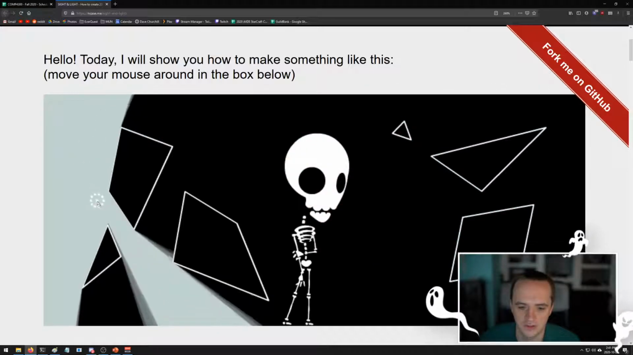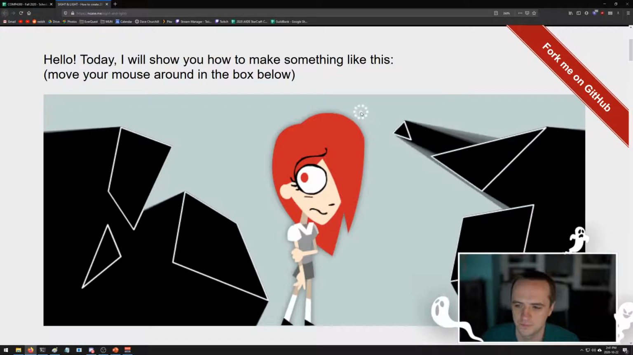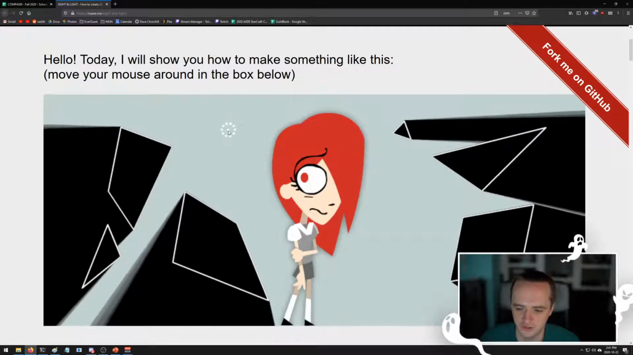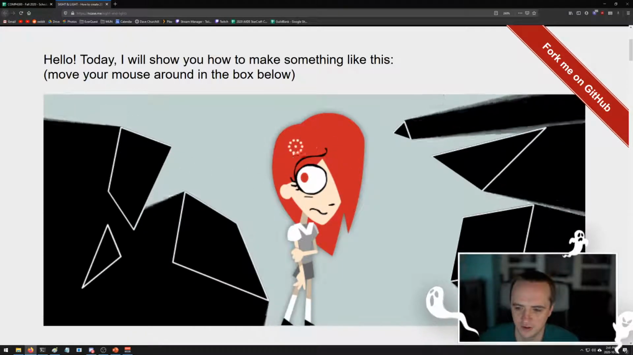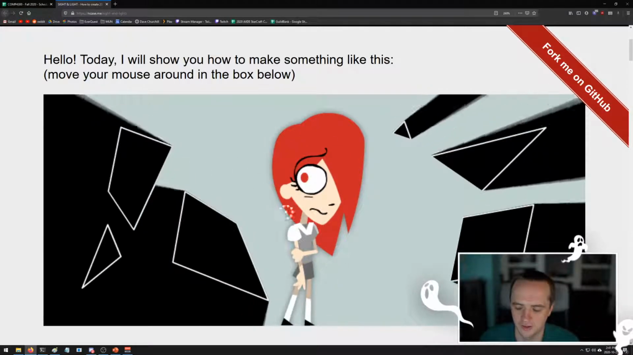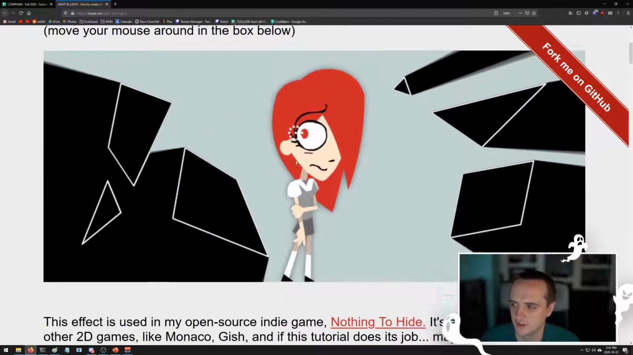So you've got little shadows around things. You've got, for example, if you can see the image of the person in the center, then it's, you know, red hair and uniform. If not, then it's a skeleton. So how do you do something like that?